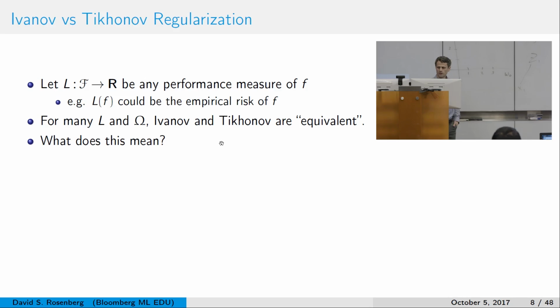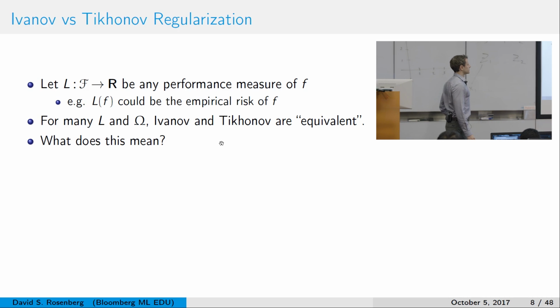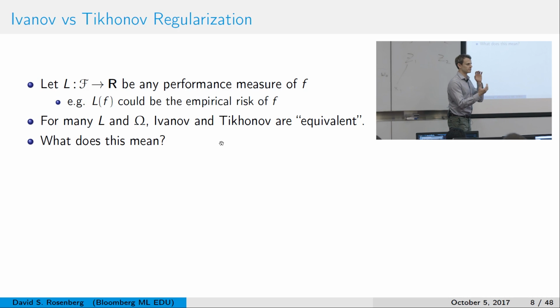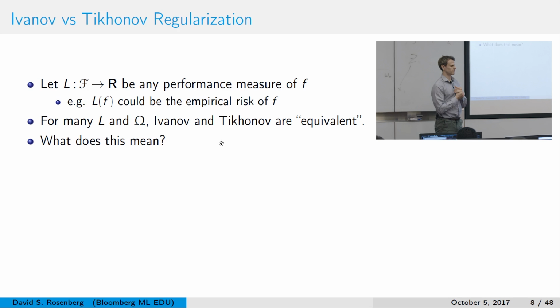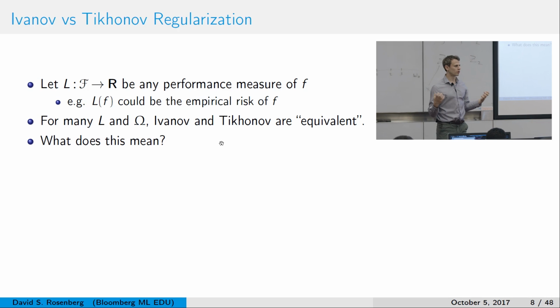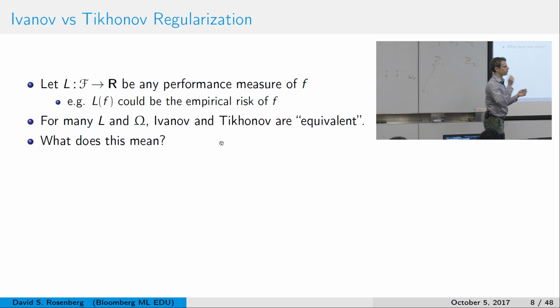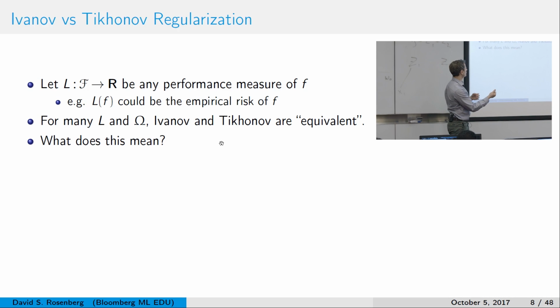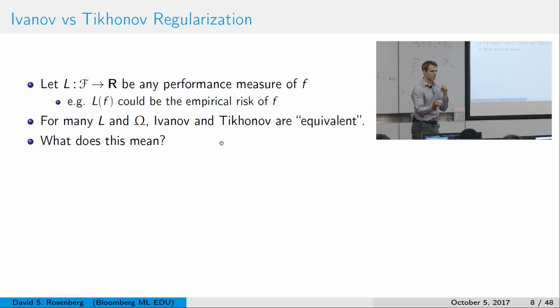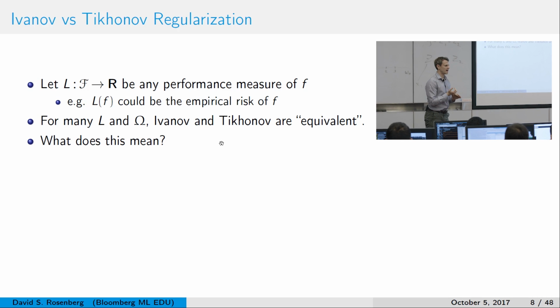Okay. But it turns out that in a certain sense, for a lot of scenarios, the penalty and the constraint forms are equivalent. So let's pop up to be a little bit more general for a second. Let capital L be some kind of arbitrary performance measure on a prediction function. One example would be empirical risk, right? So we have some performance measure on the prediction functions, and we have some complexity measure omega, right? So when are the penalty and the constraint forms equivalent? What would that even mean?